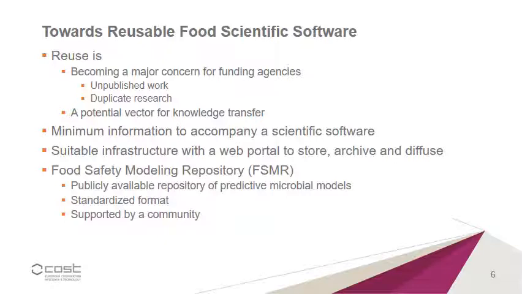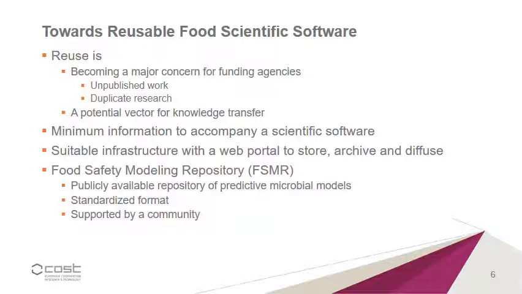So to exploit the web technology, there is a need for the authors of the model to provide minimum information to describe his or her scientific software. This includes, for example, a README file, a RUNME file, and case study data. Also, there is a need for a suitable infrastructure with a web portal to store, archive, and diffuse. And maybe an important point is also an infrastructure that is able to provide a digital identifier. Software Heritage, for example, is an example of such infrastructure.